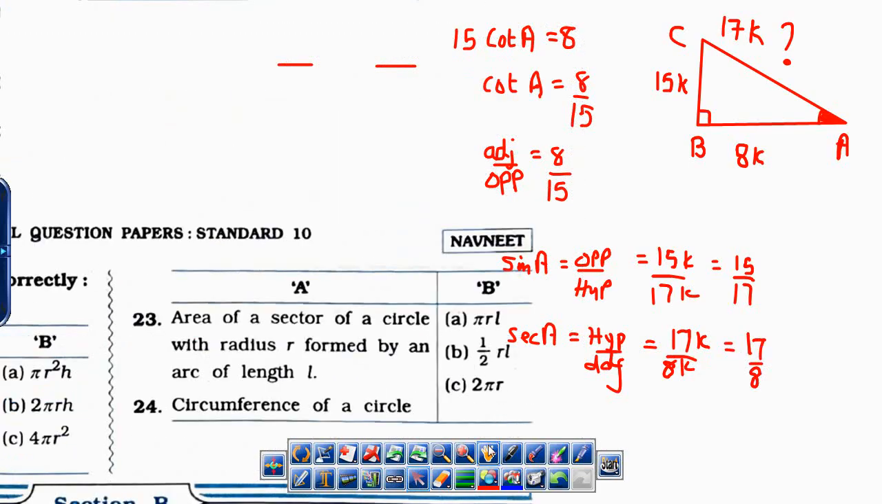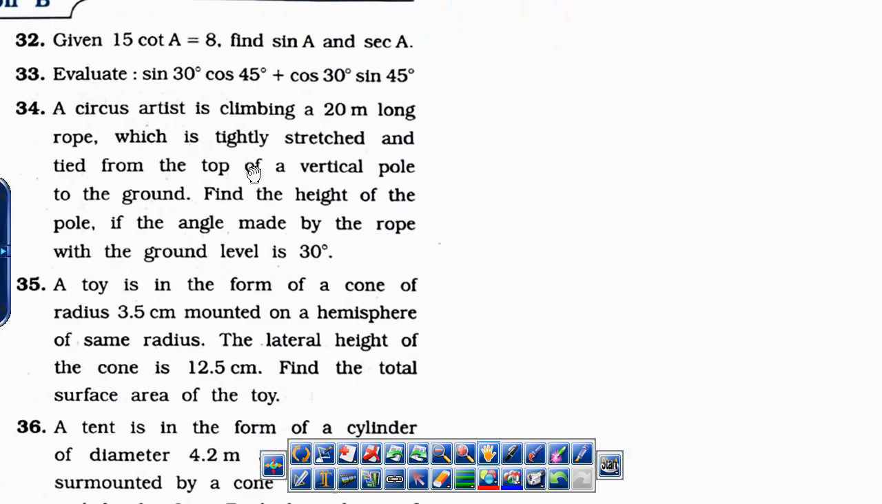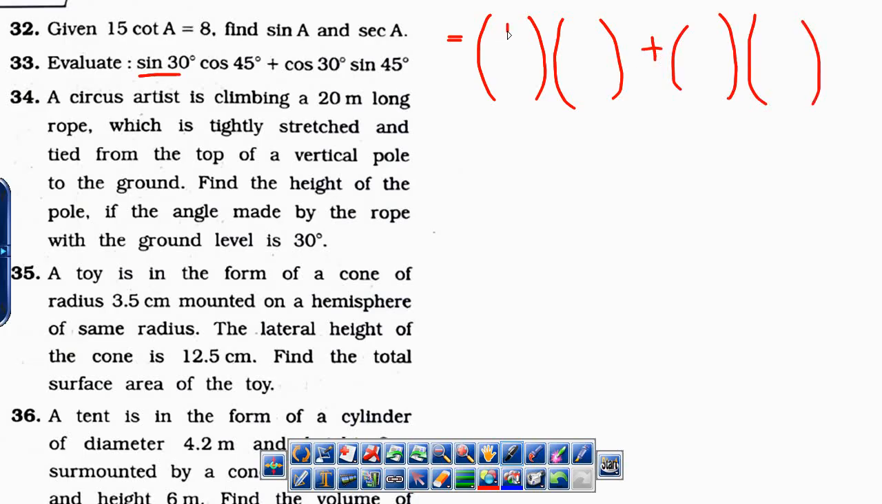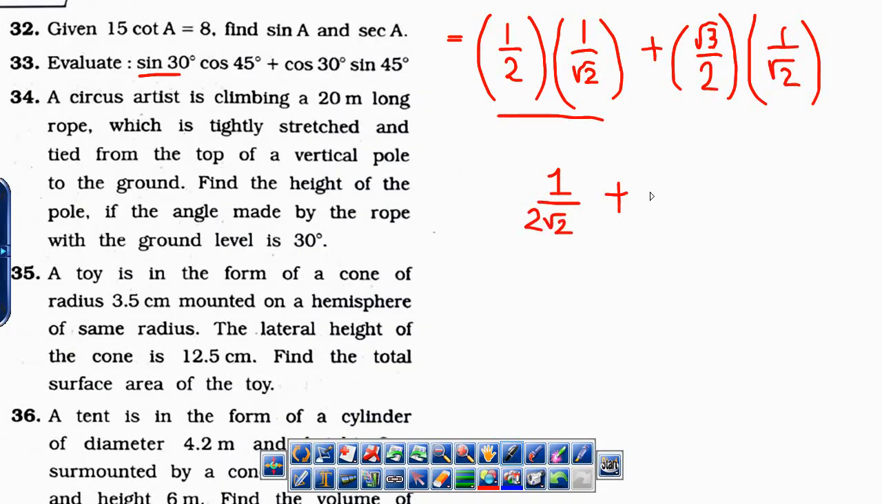33 is evaluate. It comes from the table. The table has to be by heart. After writing the question, only then put the values, and the values are sin 30, cos 45, cos 30, sin 45. sin 30 is 1/2, cos 45 is 1/√2, cos 30 is √3/2, sin 45 is 1/√2. Multiplying these two terms, 1 upon 2√2, plus the next two terms, √3 upon 2√2.